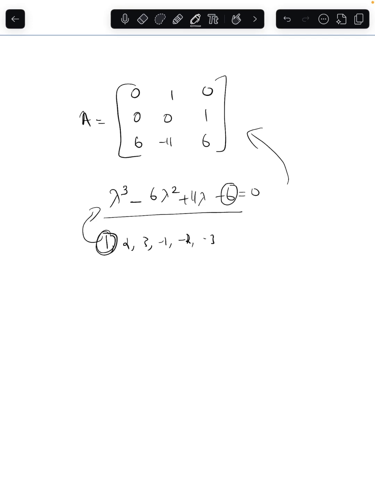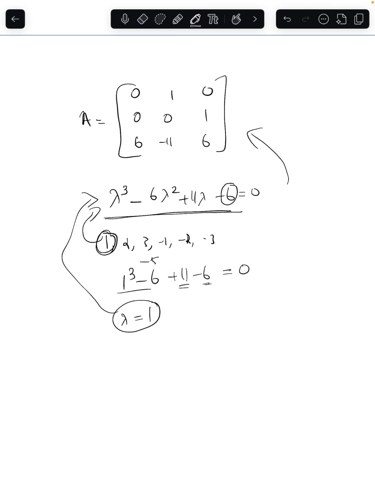Now I am going to check whether 1 is a root of this equation. To check, we put lambda equal to 1 in this equation. Then we get 1 cube minus 6 times 1 square, that is 6, plus 11 minus 6, which is 1 minus 6 is minus 5, plus 11 is 6, minus 6 is 0. Therefore lambda equal to 1 is one of the eigenvalues. Lambda equal to 1 is an eigenvalue of the matrix A.